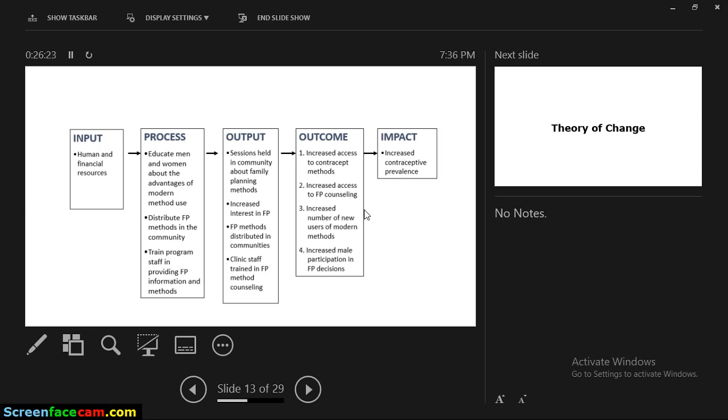Let's say the problem was the increase in the number of unwanted pregnancies, right? So that was our problem. On the other hand, we're saying increased contraceptive prevalence. Prevalence is about the number of people using that particular service, relating them to the total population. If you have a total population of 50, what's the proportion, or rather the percentage, of those that are using and sustaining the contraceptives within the population.